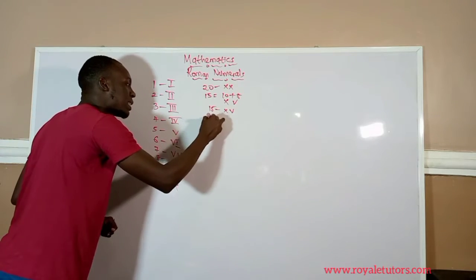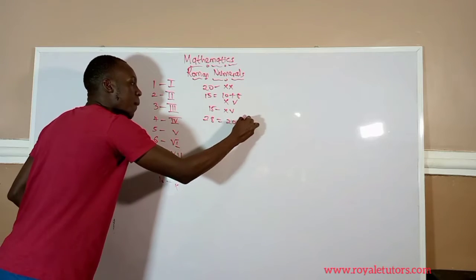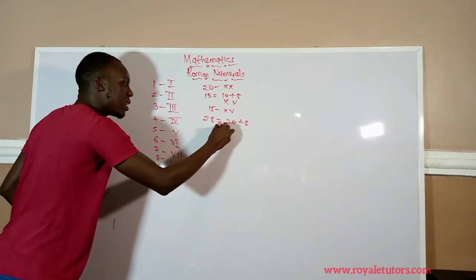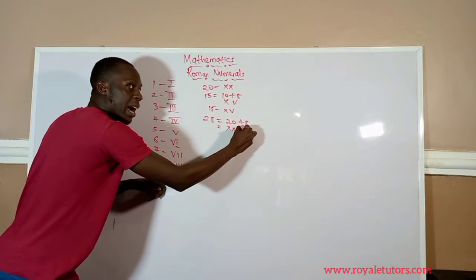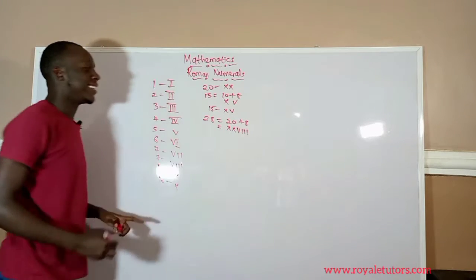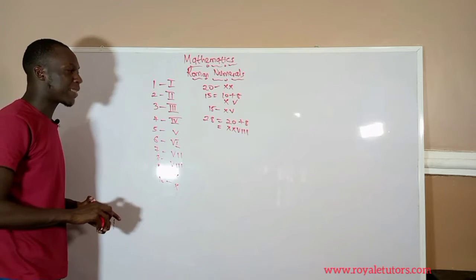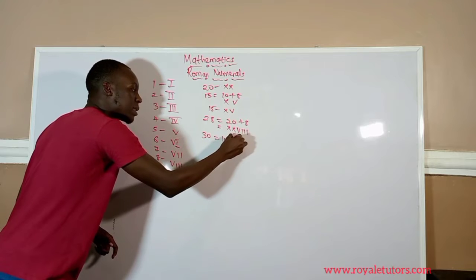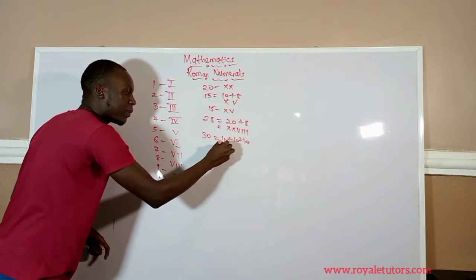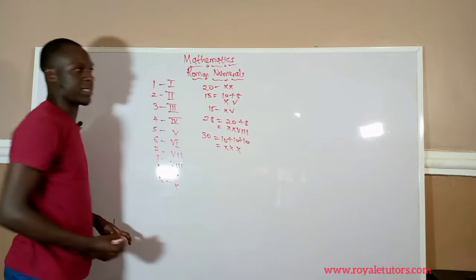If you want to do 28, you know 28 is 20 plus 8. What is 20? 20 is simply XX. And what is 8? 8 is VIII. That is XXVIII. Now let's move on. What is 30? 30 is 10 plus 10 plus 10, and that will give you XXX.